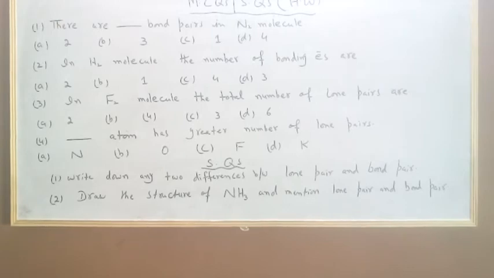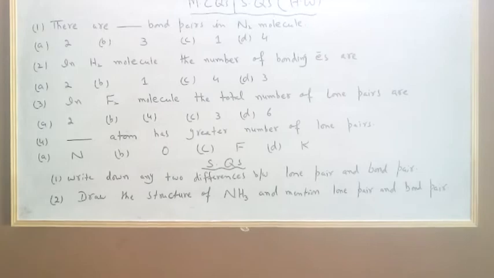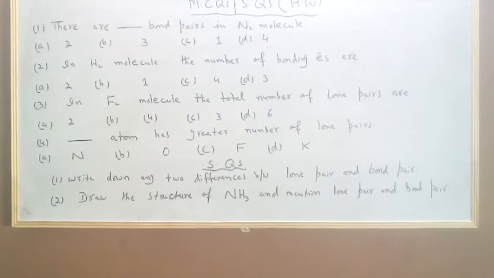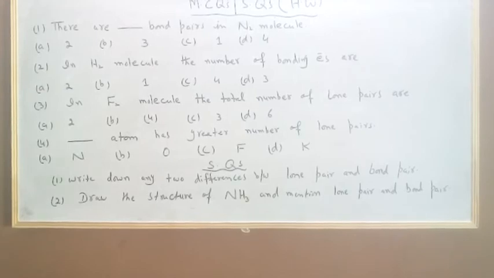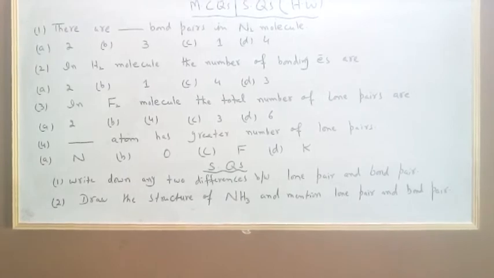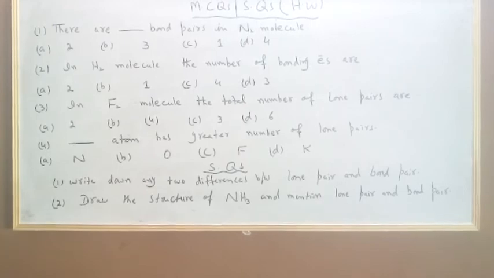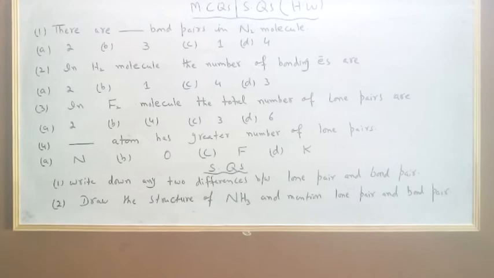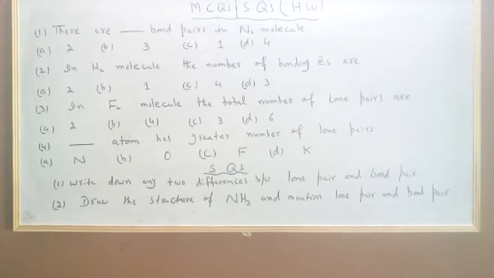Then we have short questions. Number 1, write down any two differences between lone pair and bond pair. Number 2, draw the structure of NH3, which is also called ammonia, and mention lone pair and bond pair.